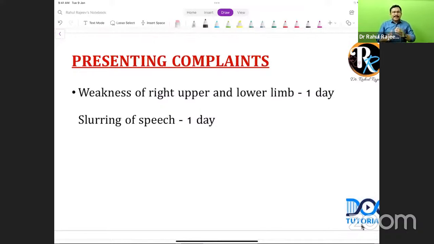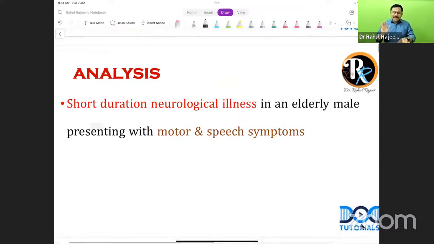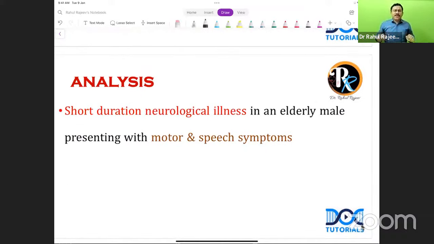See, when I see these presenting complaints, which are just of 1 day duration, I'm very sure that this is a short duration neurological illness. So it's 1 day. So do you think I will entertain etiologies like Parkinson's disease, dementia in this case? What do you think? Are they short duration illnesses or longer duration illnesses? You tell me. They are longer duration. So this information will help me come to conclusions.